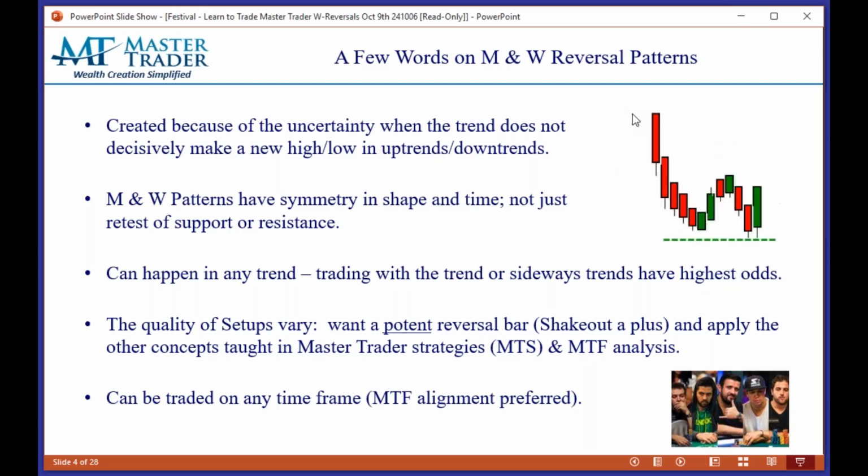It's a momentum move down. So people are expecting a continuation of that move down, which is in this visual here lower lows, lower highs. And then something happens where it fails to make this lower low, or I'll show you some examples in a moment here. These can happen in any trend, up, down, sideways, any trend. I say they have symmetry in shape and time.